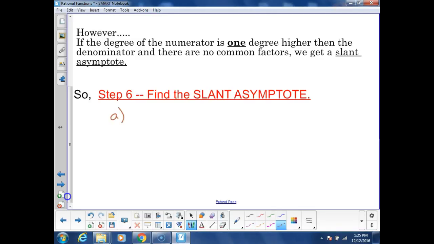The first sub-step is, now remember, we're dealing with a function that has a function for the numerator and a function for the denominator, right? Well, what are we really doing when we have a fraction? What mathematics is associated with fractions? We're dividing. So what I want you to do first is divide P of x by Q of x.